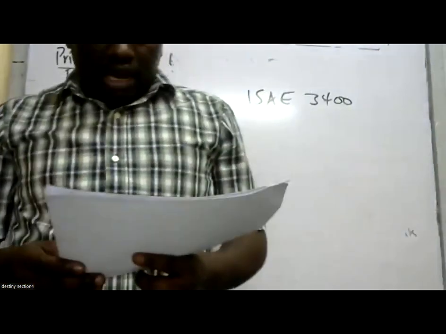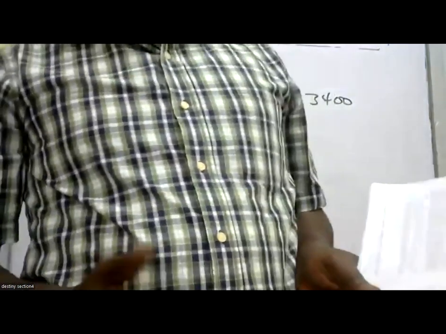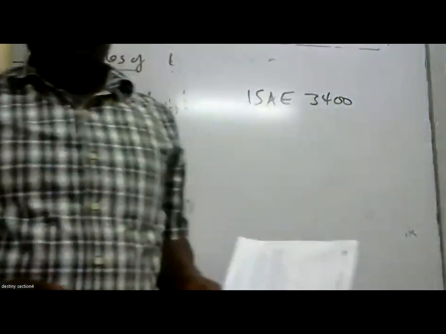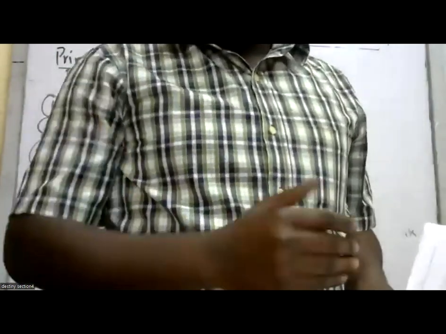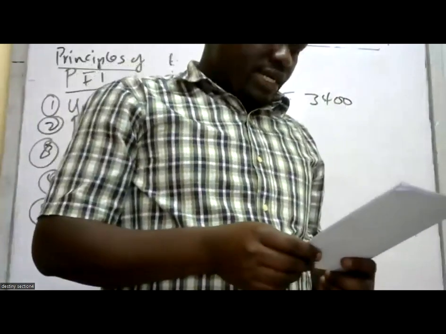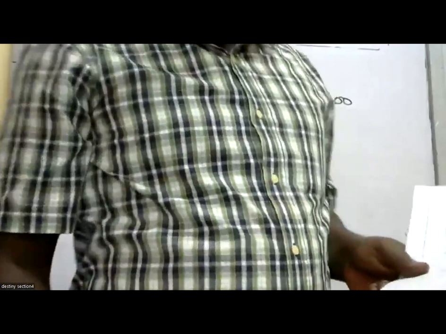Then we now go to part C of the question. Discuss the matters that you would include in your report. So which matters will you put in your report? So one is the level of assurance. Number one, level of assurance will appear in that report.